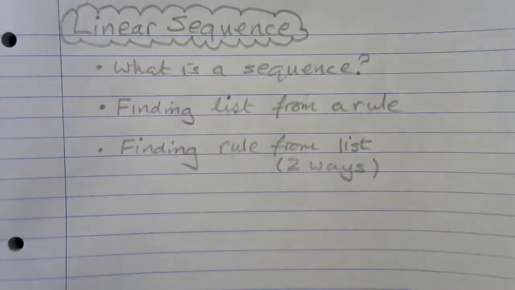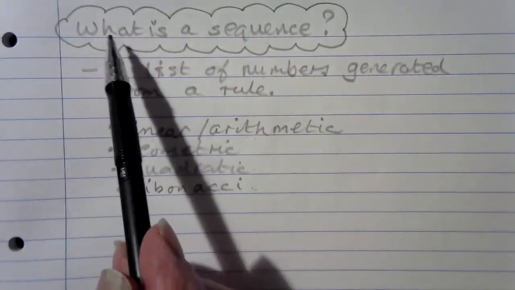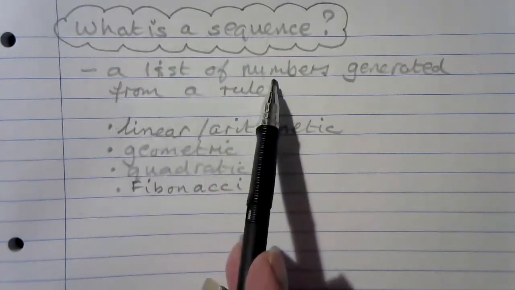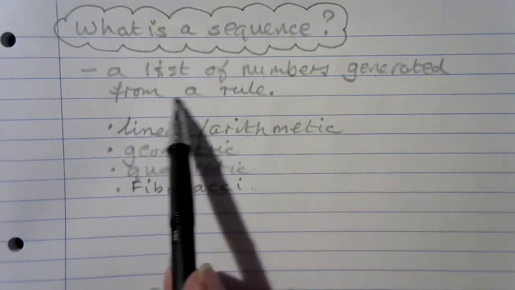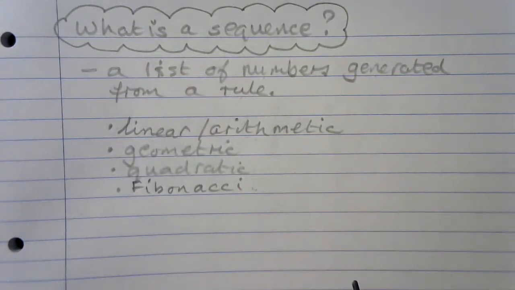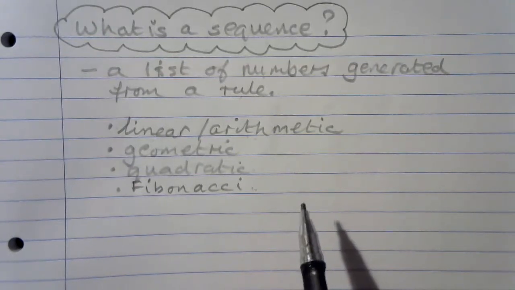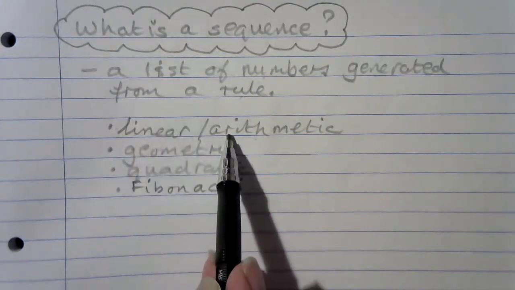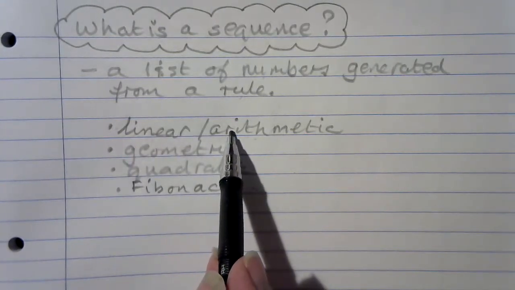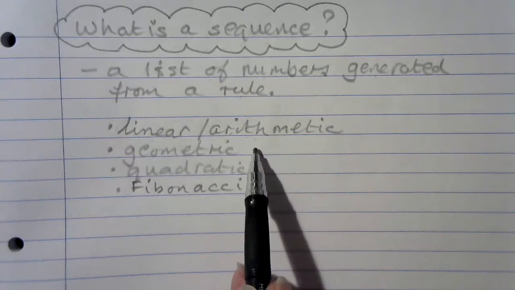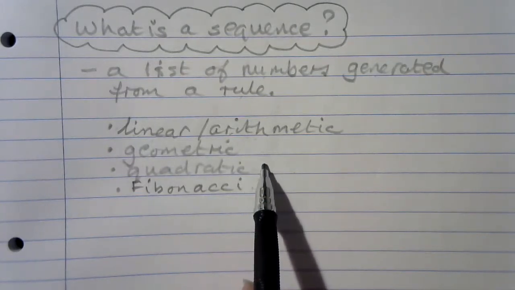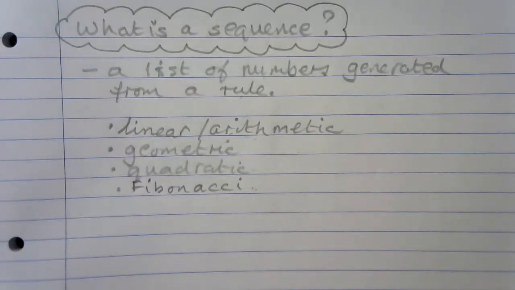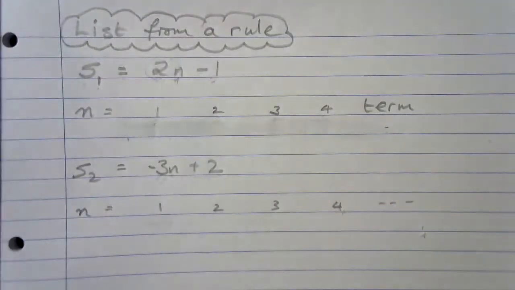Okay, let's move on. So, what is a sequence? And as I said, it's just a list of numbers generated from a rule. And at GCSE, there are four types of sequence that you're going to meet. There's the linear, sometimes called arithmetic sequence, that this video is about. But you'll also meet geometric, quadratic and Fibonacci sequences.